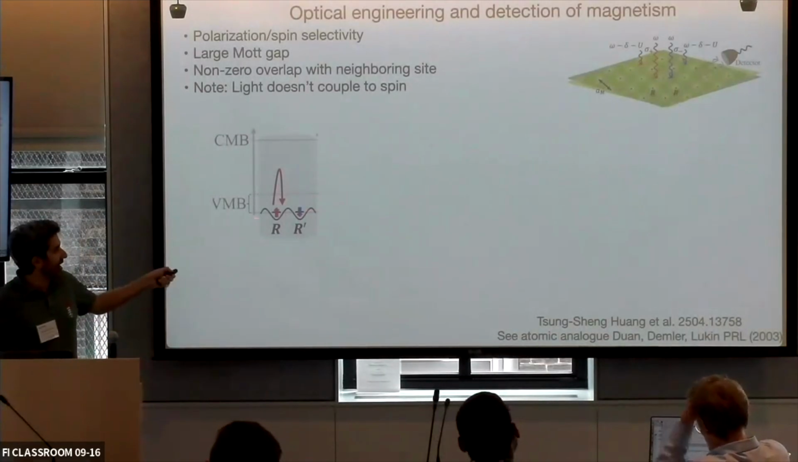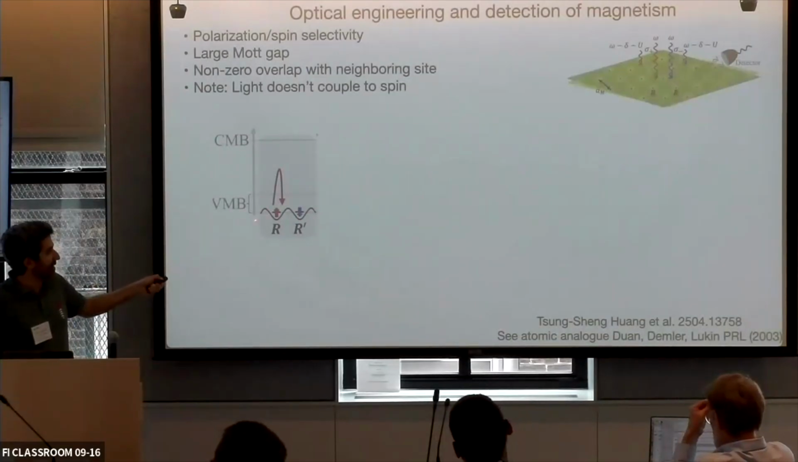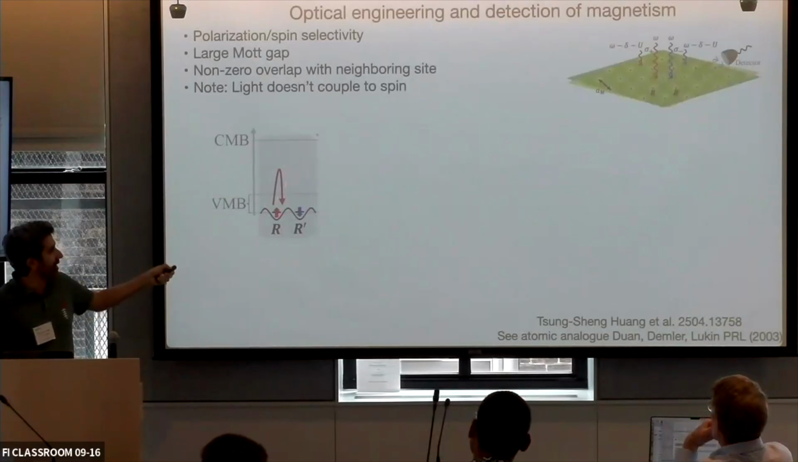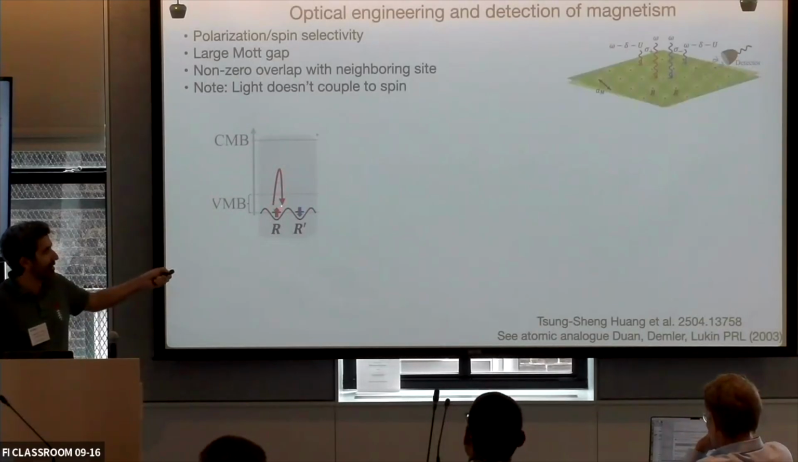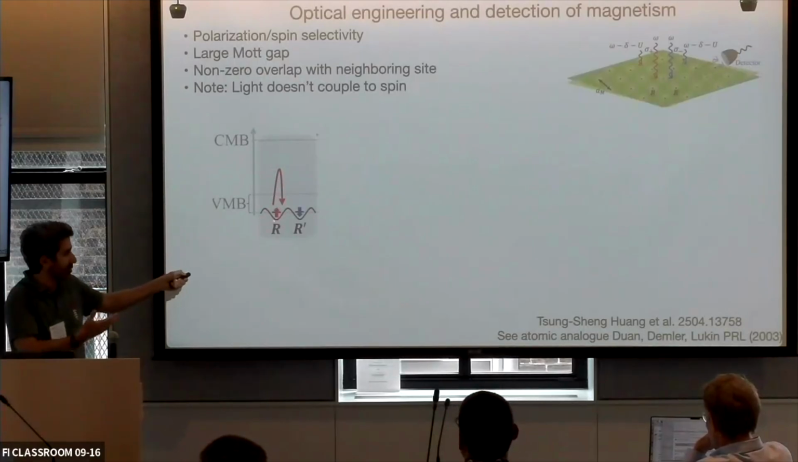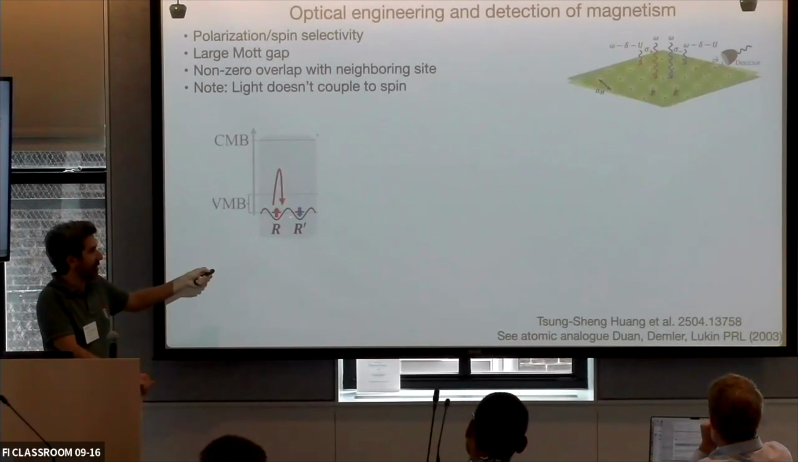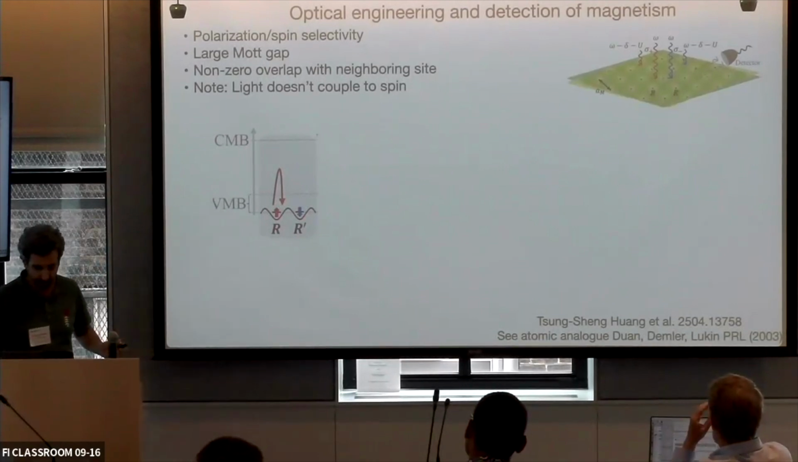Imagine that I have the valence band and a conduction band, and it's in, say, n equals 1 again. Now, if you shine light, you have an AC Stark shift. This electron can be excited, or this hole can be excited and come back to its place, if the polarization of the light is sigma plus. Remember, in these TMD systems, sigma plus talks to, let's say, spin up, and sigma minus talks to spin down.